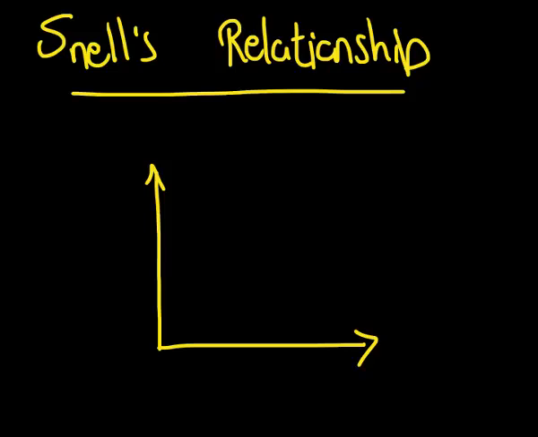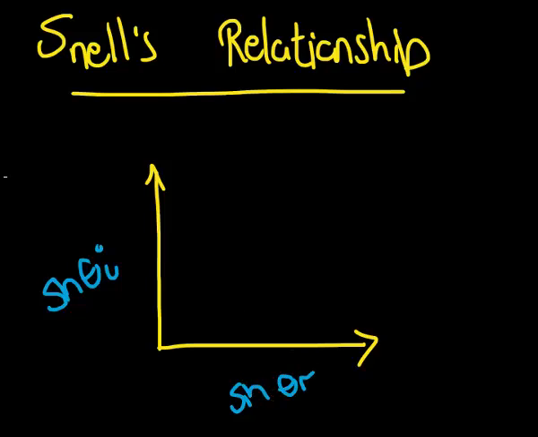Now Snell decided to do it slightly differently. He was a physician that worked on geometrical optics. So he decided, instead of just using the angle's value, to use the sine of the angle's value. So we'll use the sine of the incident angle on my y-axis, and on my x-axis the sine of the refracted angle.